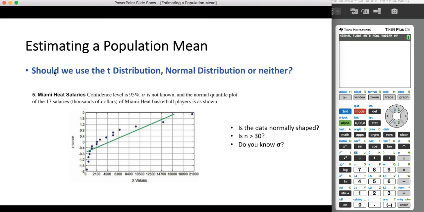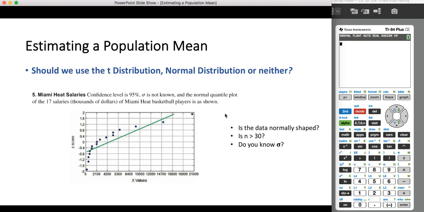First, what we're talking about here is, should we use the T distribution, the normal distribution, or neither? So I'm going to go through a few examples. If we need to use the T distribution, then we will find the critical values for the T distribution. If we're going to use a normal distribution, we'll find the critical values for the normal distribution. And we'll talk about whether or not we should use either of those distributions.